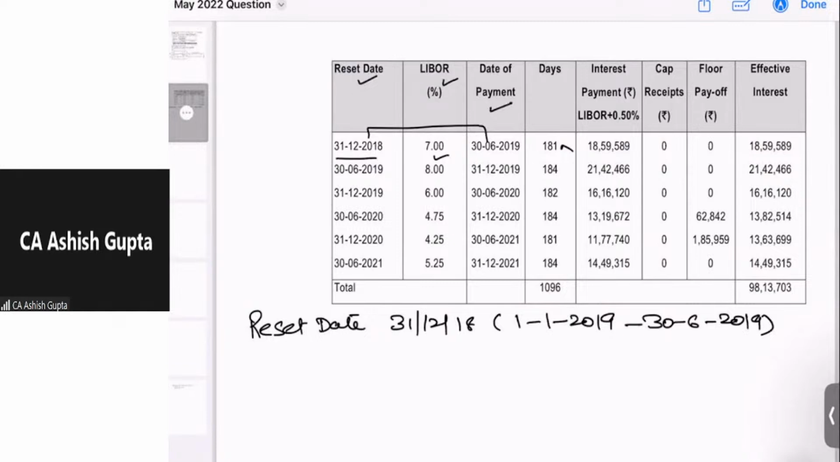Students, now let me check whether we have received a query regarding this. Okay, I will just continue. Now, the first period will be January 2019. In January 2019, the days will be 31.